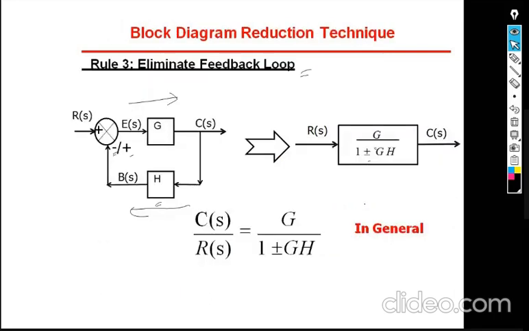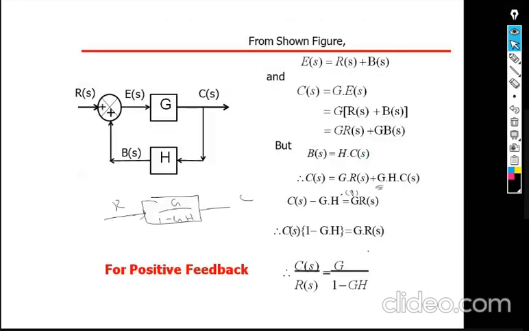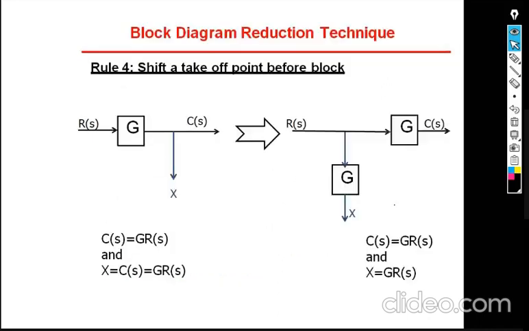And now coming to feedback, the value will be G by 1 plus or minus GH. If it is a negative feedback, then you will be getting plus, and if you are getting positive feedback, then you will be getting minus in the denominator, like this. So these are the first three rules. These three rules are useful to reduce the block diagram.